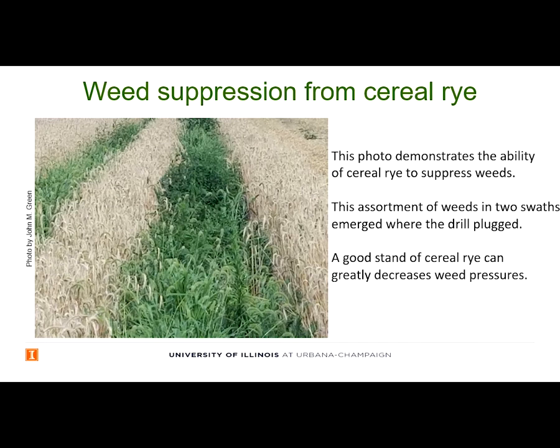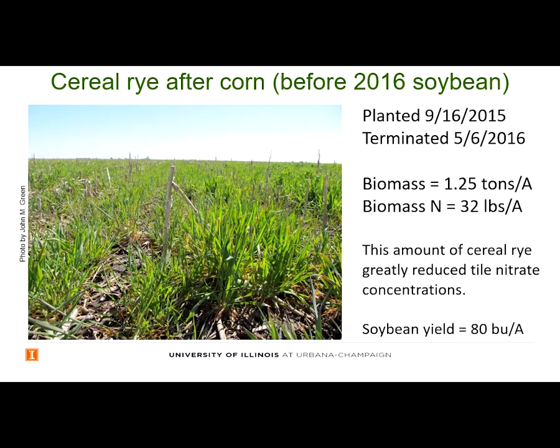Here's a photograph that demonstrates the ability of cereal rye to suppress weeds. We had some disc openers plug on us, and we didn't get some cereal rye planted in a couple of swaths here, and we sure got a nice assortment of weeds to emerge where we didn't have any cereal rye. If we've got a good stand of cereal rye, you can see that there's very few weeds. Where we don't have cereal rye, we've got mare's tail, foxtail, water hemp, for example. So if we can suppress weeds with cereal rye, maybe we can cut back on one herbicide application, and that could offset some of the cost of cover cropping.